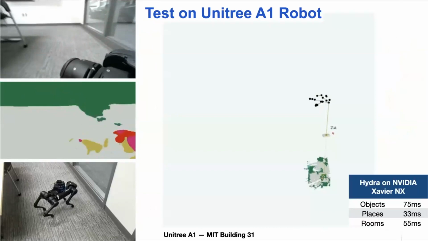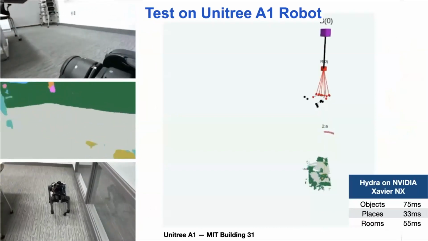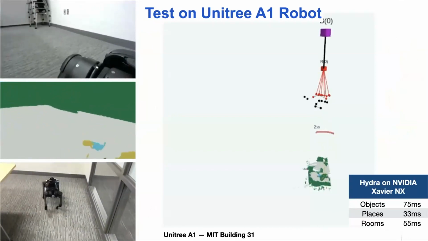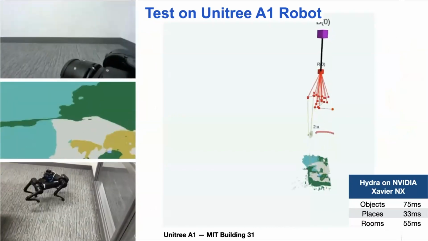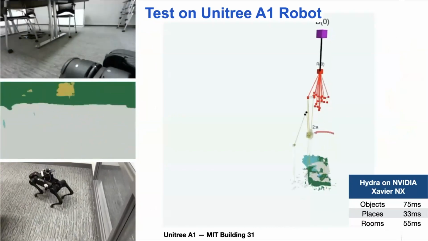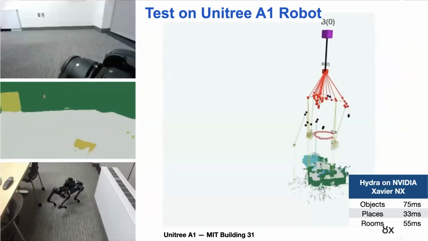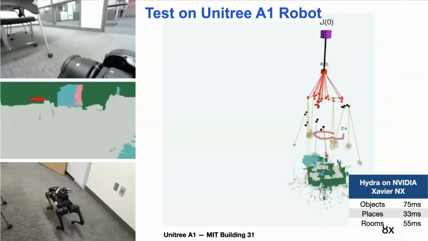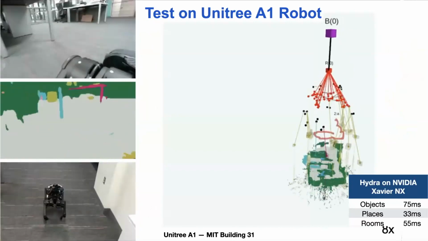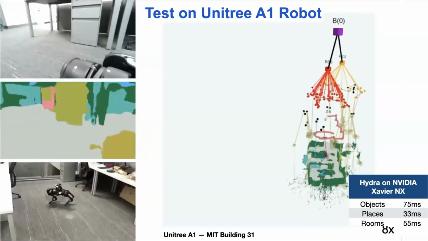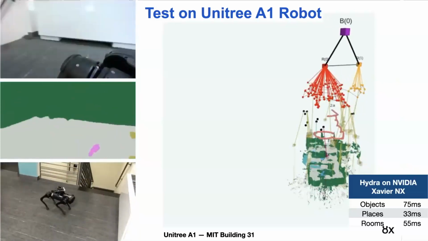This is a real test on a Unitree A1. We have a sensor payload with an RGBD camera, and it's going around next to our lab. We build a 3D scene graph in real time. I'll probably just let it play. What I want to mention here is that the only place it is using a neural network is a pre-trained segmentation network. There's no other neural network right now. So it goes around and builds a 3D mesh.